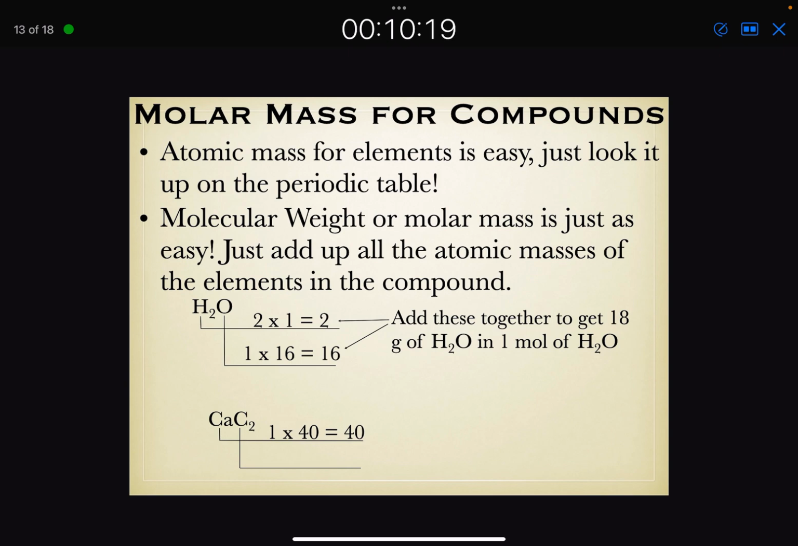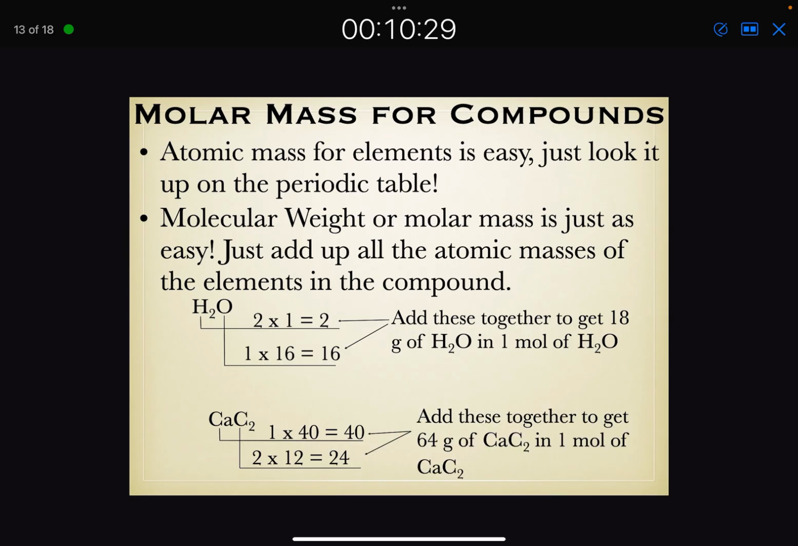How many carbons are there? 2. And carbon is 12. So 2 times 12 is 24. So we add 24 and 40 together and get a molar mass of 64 grams of calcium carbide in 1 mole of calcium carbide.